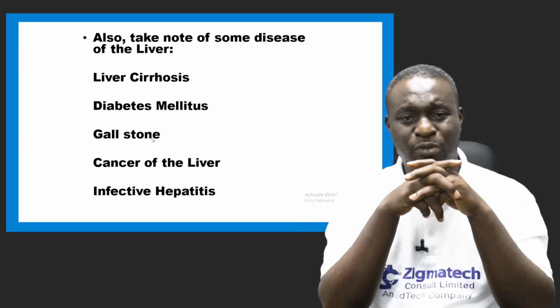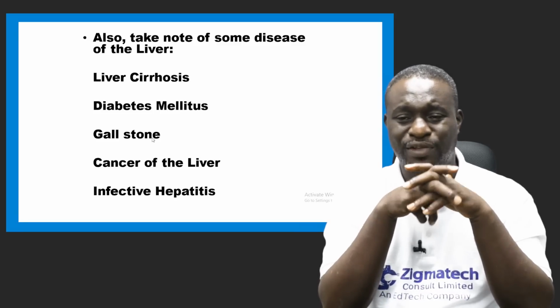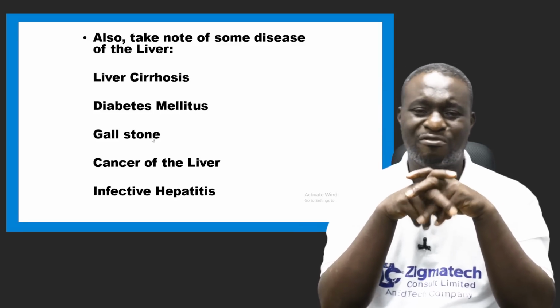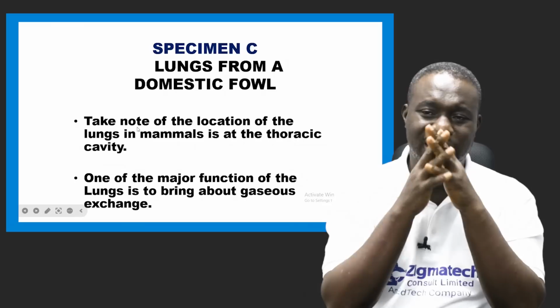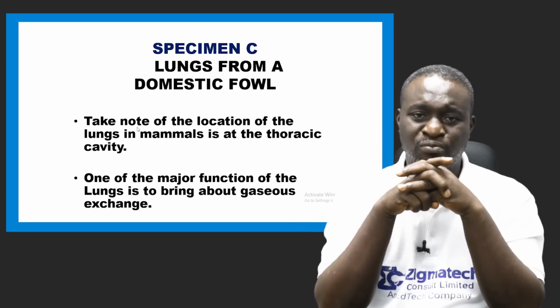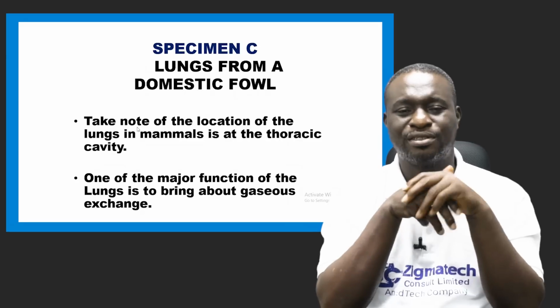Cancer actually is an abnormal growth in the cells of the liver. We also have infective hepatitis. So these are some of the diseases of the liver. Now moving ahead to specimen C.